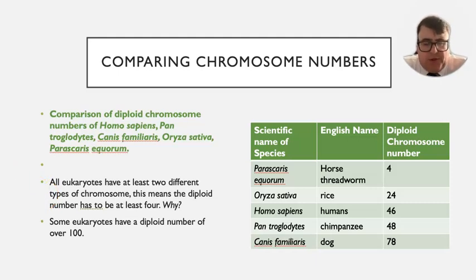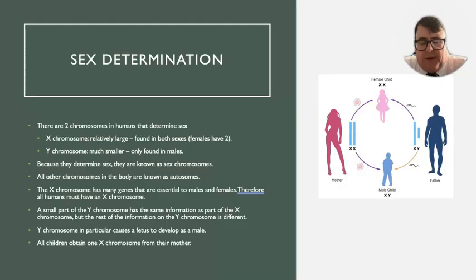Chromosomes are also important, though, not just for everyday genetics determining characteristics. They're also important for determining sex. There are 2 chromosomes in humans that determine sex: the X chromosome and the Y chromosome. The X chromosome is relatively large, and all members of the species, male or female, have the X chromosome. The Y chromosome is much smaller. It's actually shrinking in size. It used to be the same size as the X chromosome, and it's only found in males. Because they determine sex, they're called the sex chromosomes.